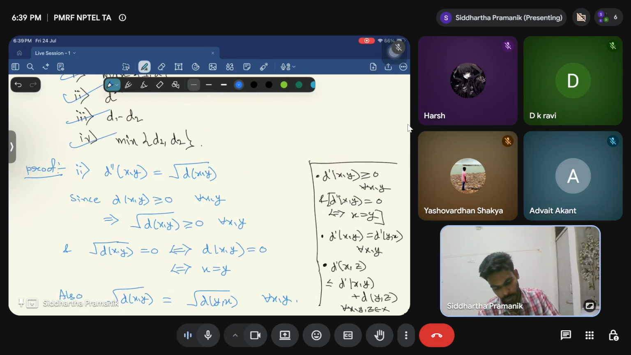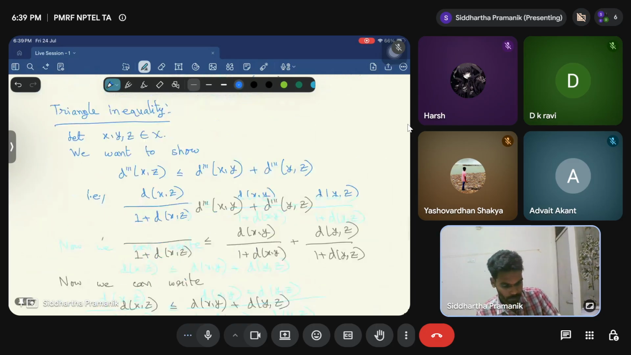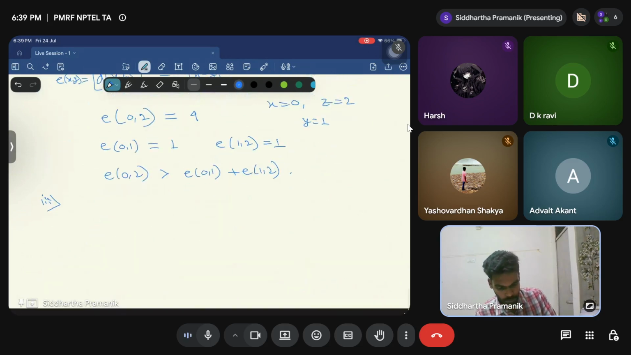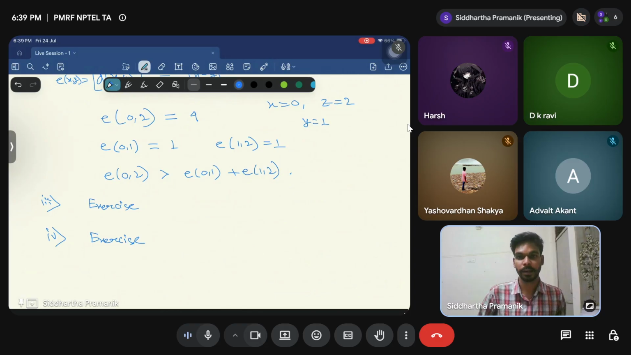So I am also leaving this. I am not doing this one. So you can check that the minimum of D1 D2 is not a metric. I think it is there in the books also. So let's leave this. The third one you have already done. But if you are not able to do it, you can come back again later in the next live session and try to answer. Meanwhile, you may try that.